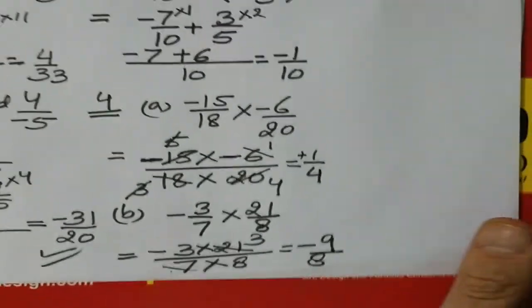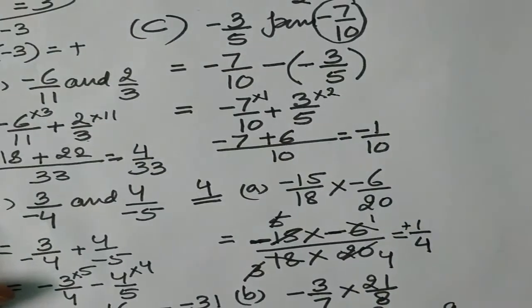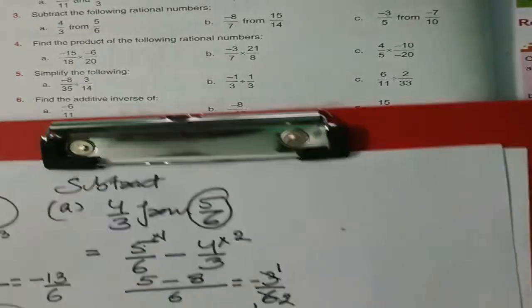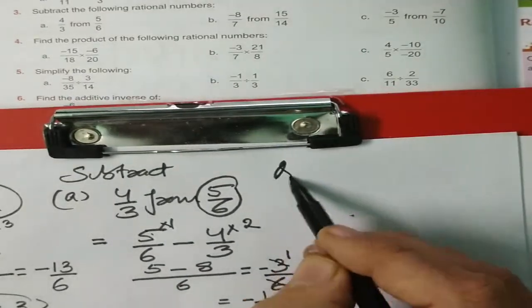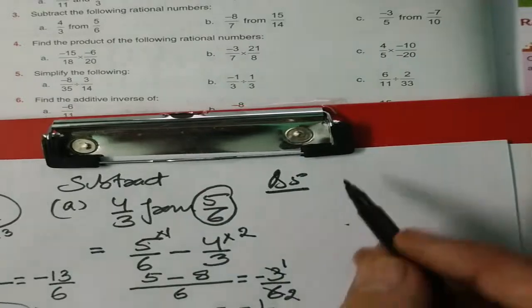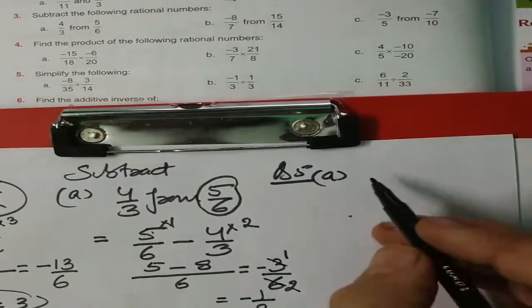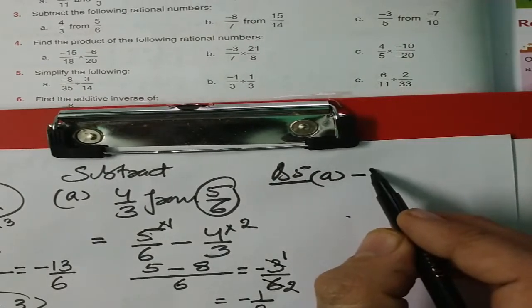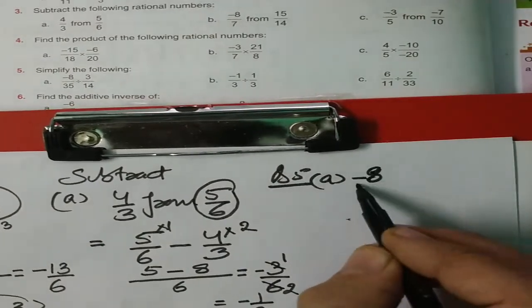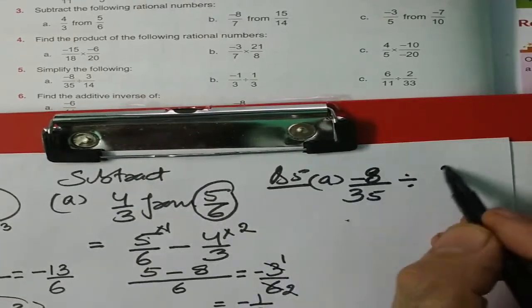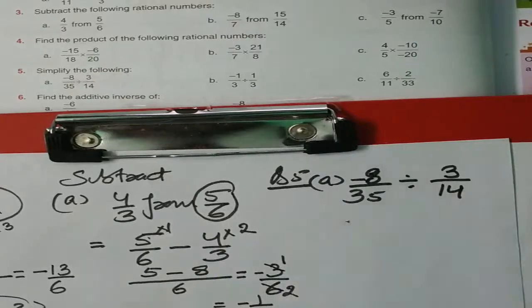Okay, so multiplication is simple. In the next question it is written divide. Question number 5 is written divide, and it is written simplify, a part. It's written minus 8 upon 35 divided by 3 upon 14. You check your book and keep understanding the question.